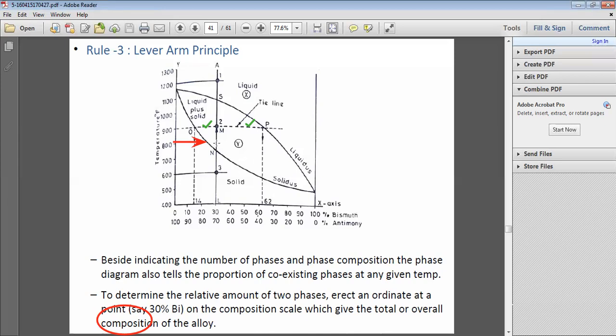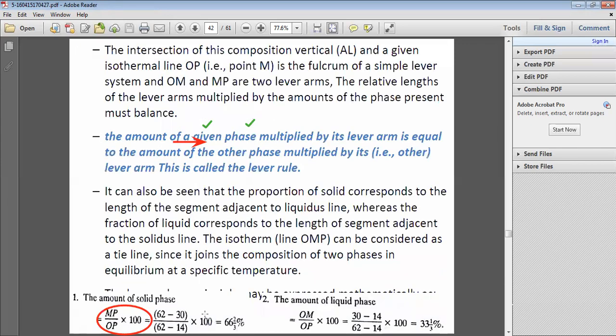So if we take MP upon OP, MP is 62 minus 30, and OP will be your overall length minus the 14, that is 62 minus 14. What we get out of this is the overall value of 66 2 by 3 in this case. So this is the actual value for this.